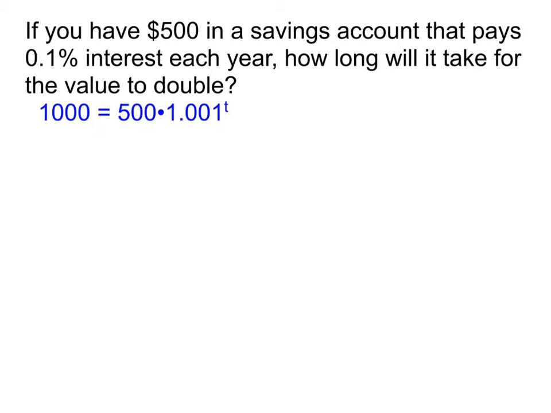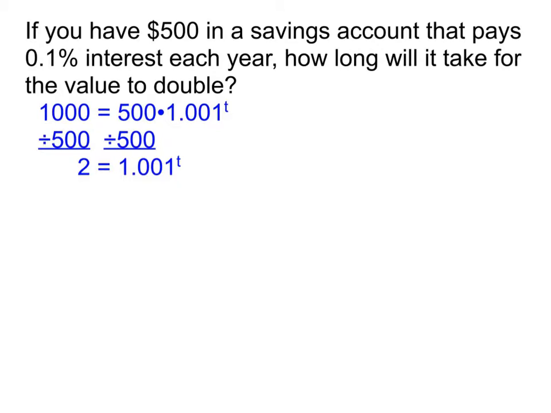So then this is the equation that we're now solving. And so now we solve it using those techniques that we learned yesterday. So first thing you want to do, get the exponential part by itself. Now when I say the exponential part, I mean the number to the power of x or t or whatever it is. That means getting rid of the 500. So I'm going to divide both sides by 500. And when we do that, we have 2 equals 1.001 to the power of t.